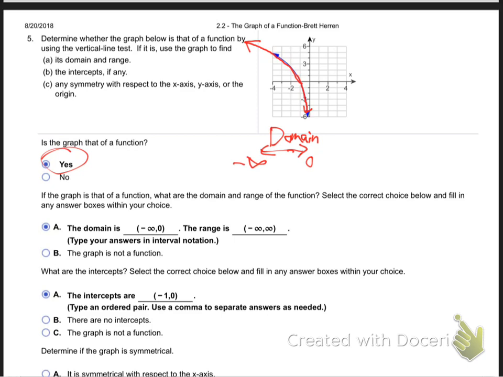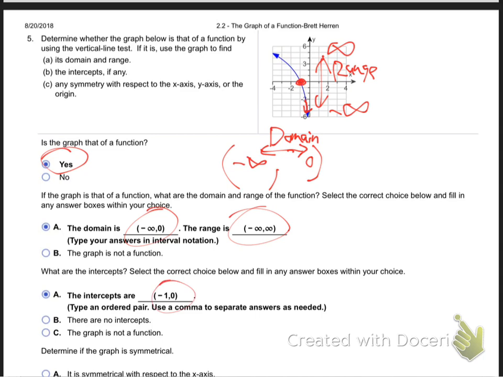That's why for the domain it would be a parenthesis next to the 0, not a bracket, because it never really hits the 0. And then the range, the up and down, is negative infinity to positive infinity. It goes down forever and up forever. Intercepts: here's the intercept. I've scribbled it all around, but there's the only place it hits any of the grid lines, at (-1, 0). Last question: is it origin symmetry, y-axis, or x-axis? It's not symmetrical. None. No symmetry.